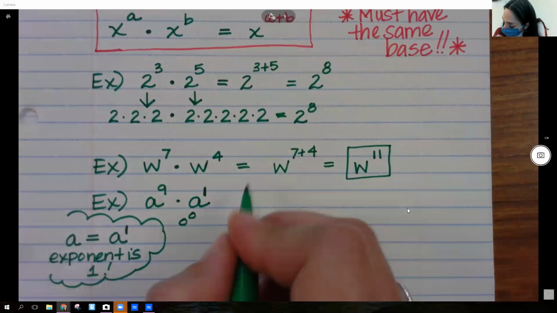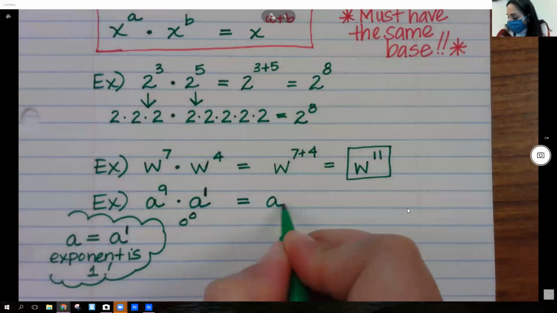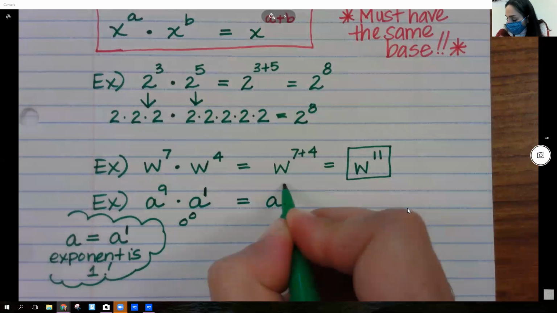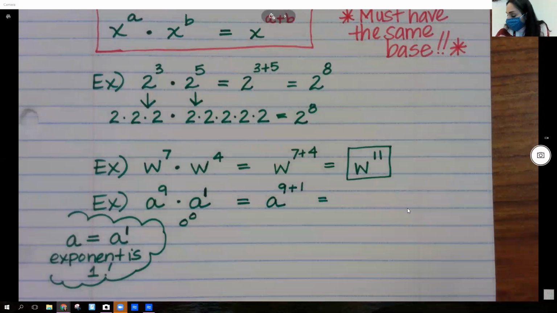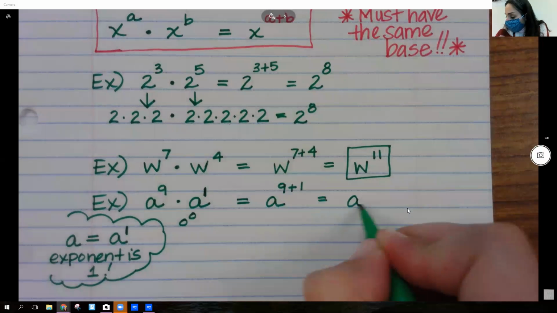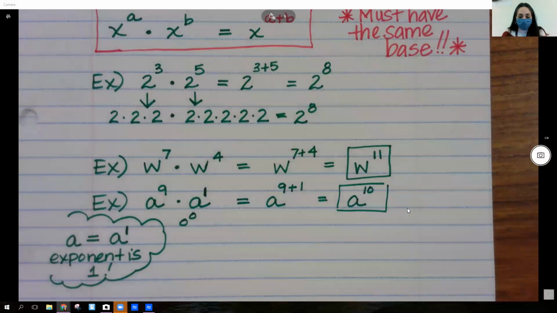All right, so you have the same base, so you're going to keep the base and you're going to add the 9 and the 1. So this will be 9 plus 1 like that, which is a to the 10th power. Okay. So that's the basics.